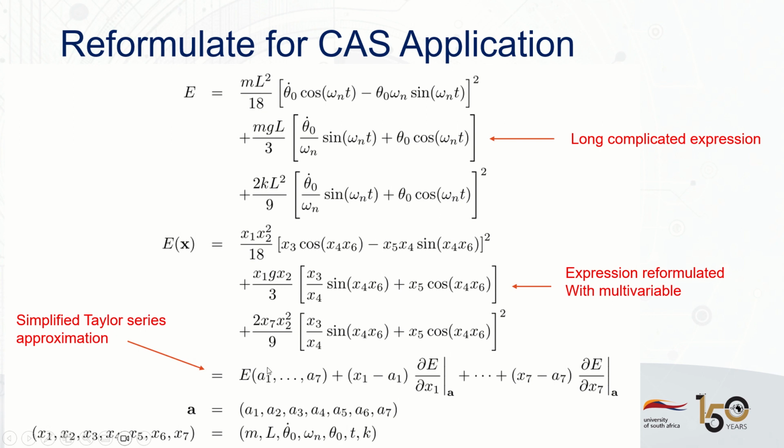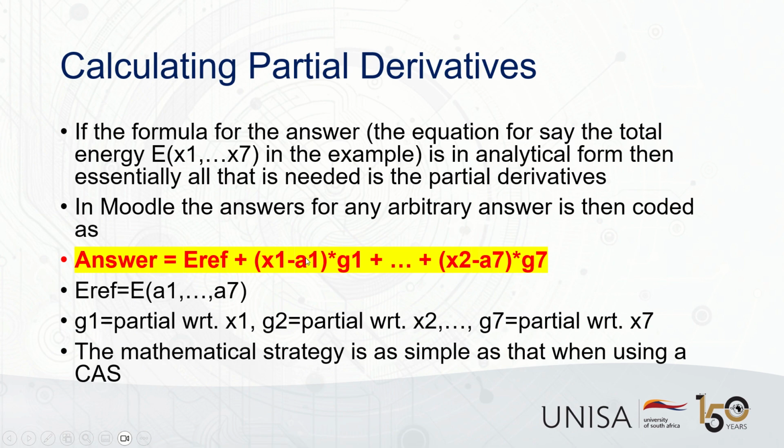So it's literally this long, complicated expression is some constant plus the variable minus a constant times another constant plus and so on right to the end. So x1, x2, x3 are your variables corresponding to the mass, a length, an angular rotation speed, a natural angular frequency, and so on and so forth. So that is the mathematical formula at the end of the day.